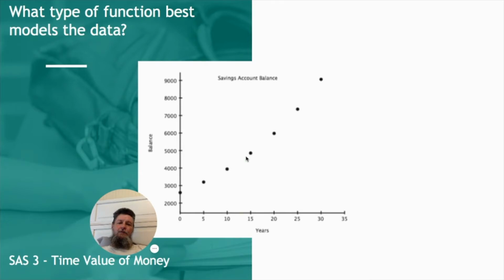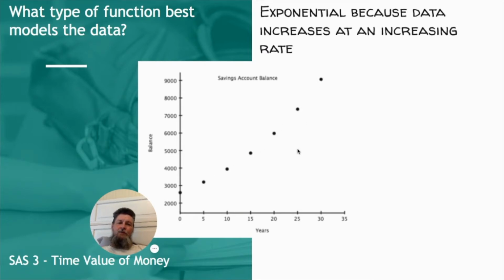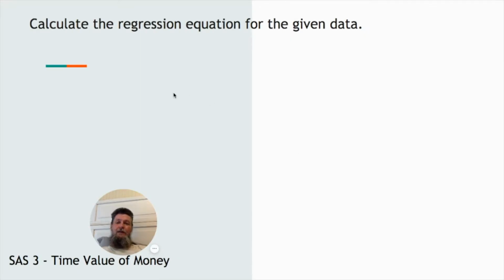You notice it's moving up in a curve that raises a little bit every time. Yes, of course, an exponential. The data increases at an increasing rate. It increases a little more every time. That's considered exponential, all right? Calculate the regression equation for the given function.